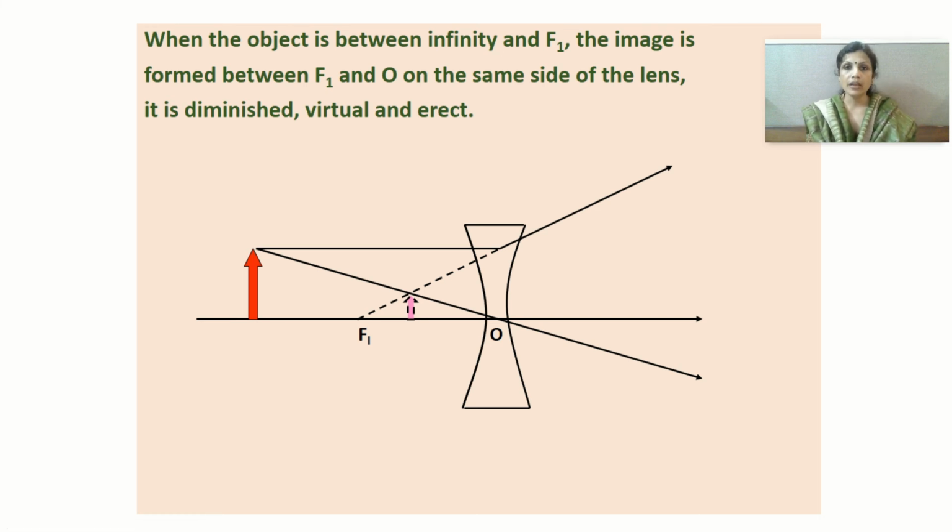So for concave lens, you can place the object anywhere between infinity and focus, and you will always get the image between f1 and optical center. The image will always be diminished, virtual and erect.